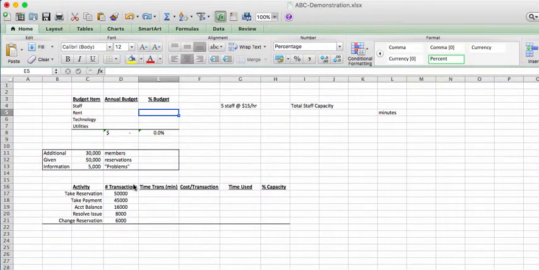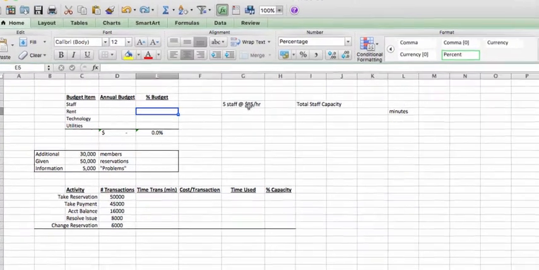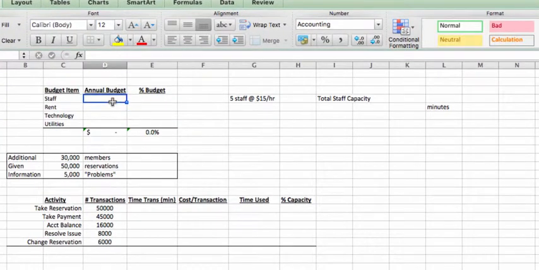Activity-based costing is a great way to begin to understand pricing. We're going to use a simplified example in a spreadsheet and dig a bit deeper to really get into this topic, looking at 4 items: staff, which is your people or your employees, rent, technology, and utilities. We're going to start with people, and we have a given bit of information: 5 staff at $15 an hour. So we'll begin to construct our budget here.